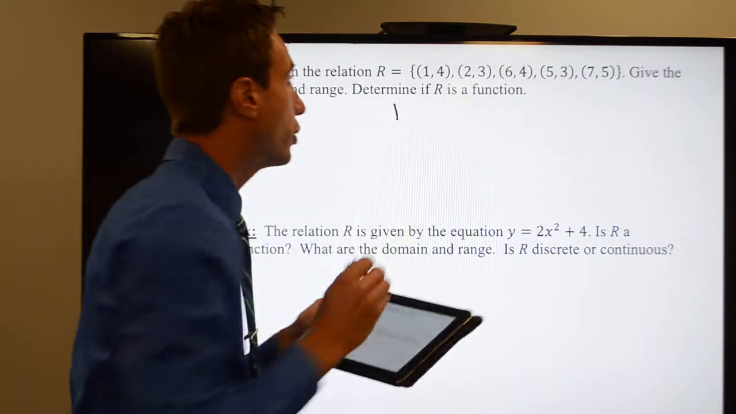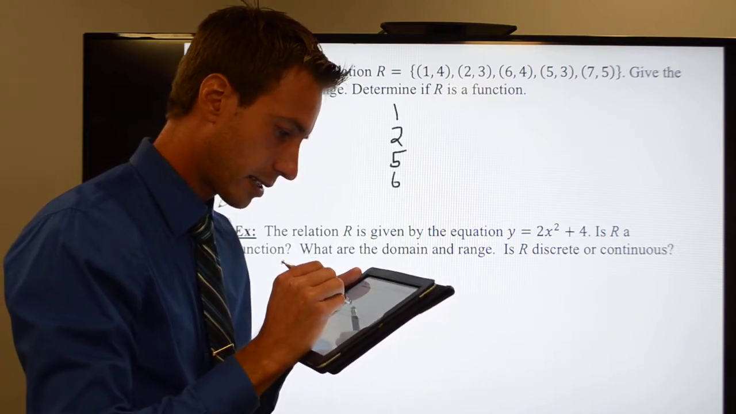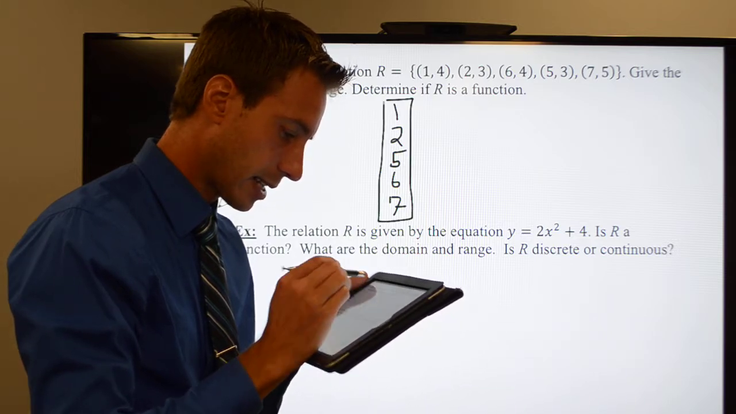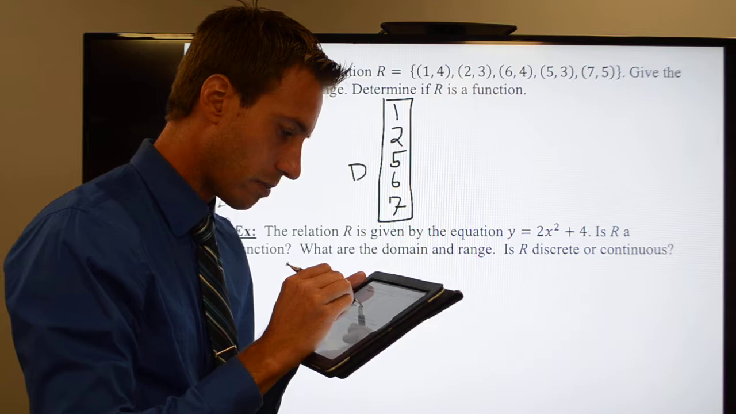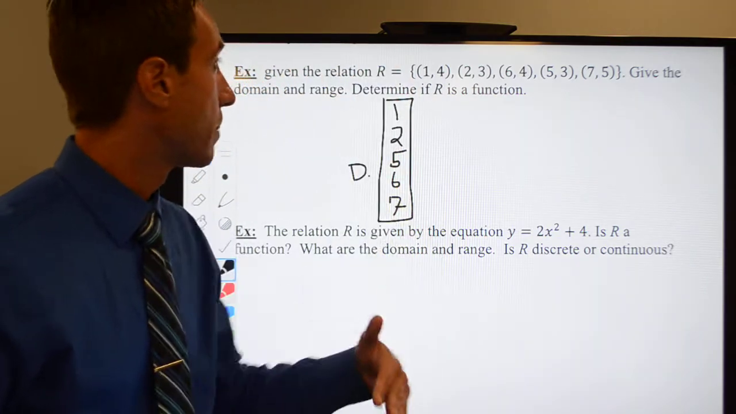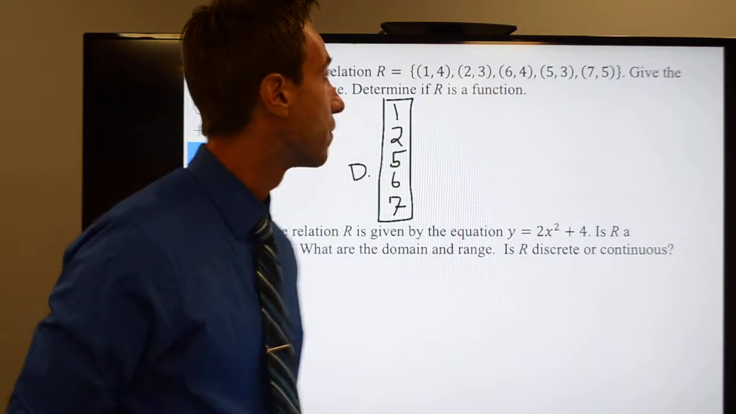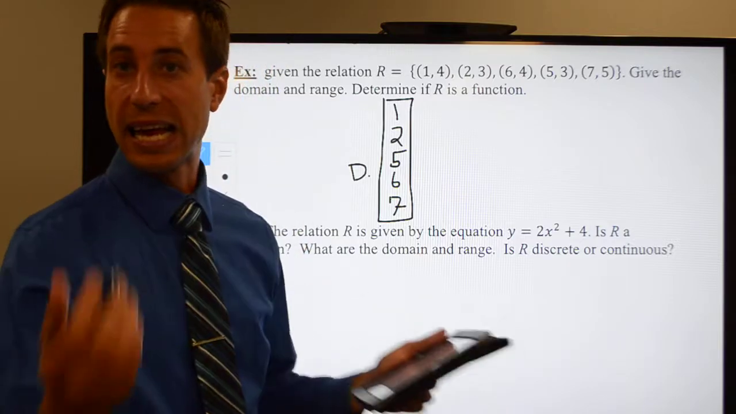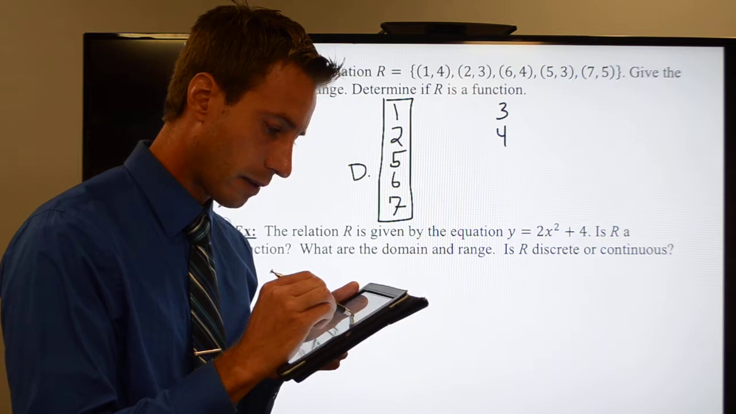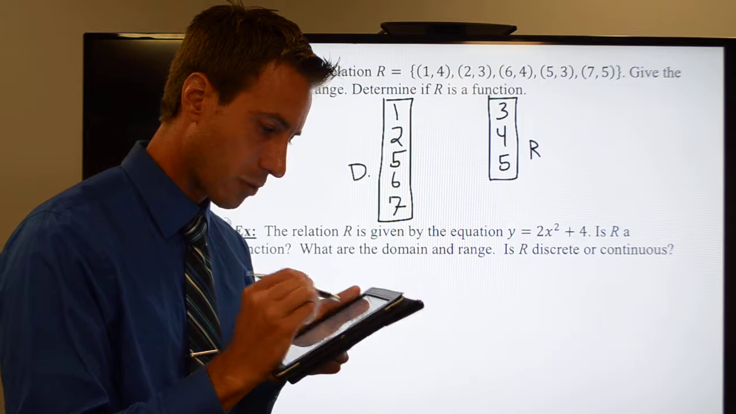Next would be 2, 5, 6, and 7. I'm going to put a box around those guys, and these are my domain values. Now I'm going to need my range values. I'm going to put them in increasing order. I have 4, 3, 4, 3, and 5. Well, I don't want to repeat any duplicates, so it will be 3, 4, and 5. Put a box around those guys, and that's going to be my range.